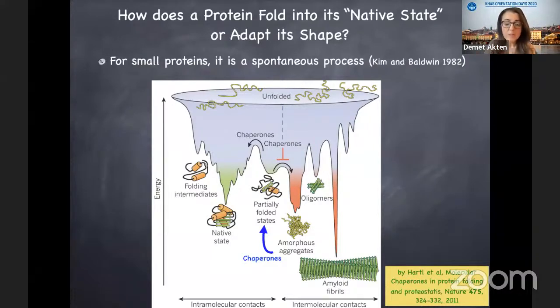Sometimes chaperones can help, but in the absence of chaperones, they can go to a very amorphous aggregate state in which they stick together, they don't have any shape, and they cannot free themselves from that amorphous aggregate unless there are some special chaperones around. Finally, they lock themselves together to form what we call fibrils, or aggregates. And this is the main reason behind Alzheimer's and Parkinson's, because they accumulate in the neural system and block the interaction between neurons.